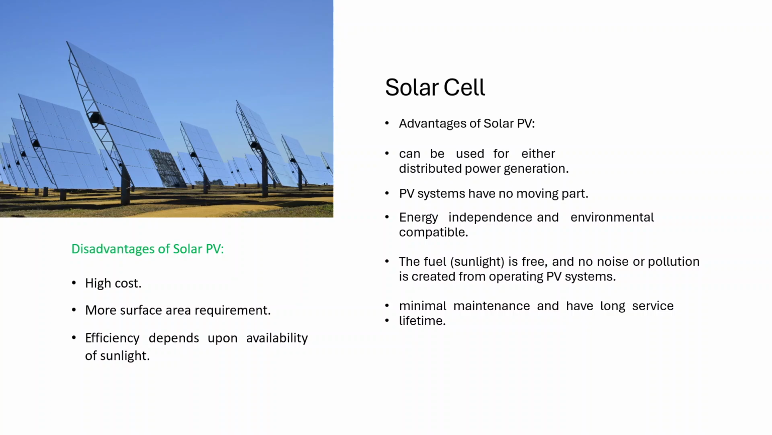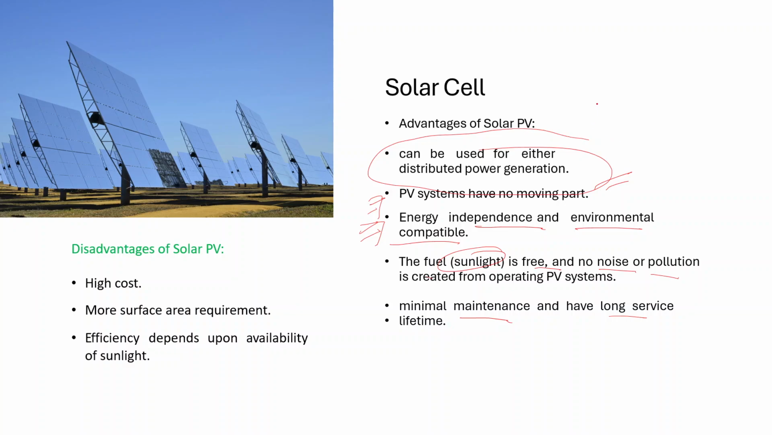Now, what are the advantages of the solar cell? The first advantage is that it can be used for distributed power generation. Another is that solar PV has no moving parts, so there are no mechanical losses, and it is abundantly available in our solar system. It is an energy-independent and environmentally compatible fuel, as sunlight is free and does not cause any pollution. It has a maintenance cost, but it is very minimal, and it has a very long service lifetime.